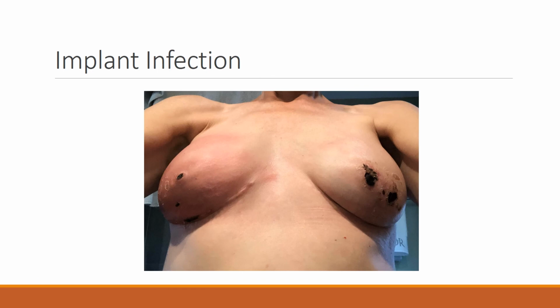This is an example of implant infection. This woman underwent bilateral mastectomies and implant placement. A few weeks later, she developed warmth, redness to the right breast. Unfortunately, this woman had to be admitted for IV antibiotics and went to the operating room for washout. We were unable to save this implant.